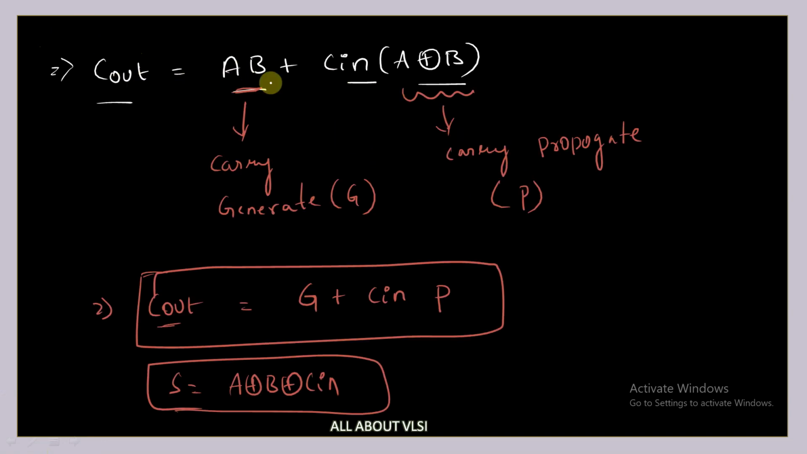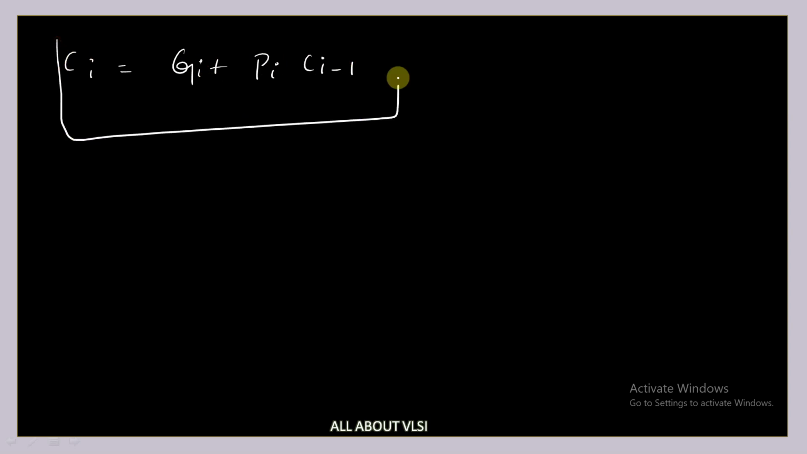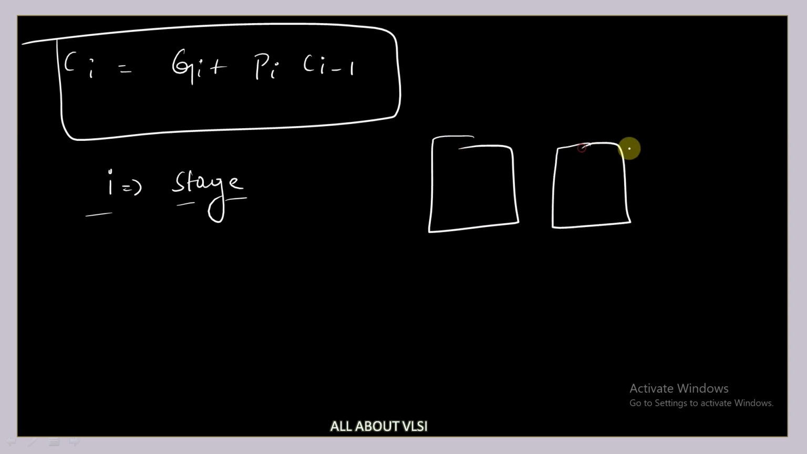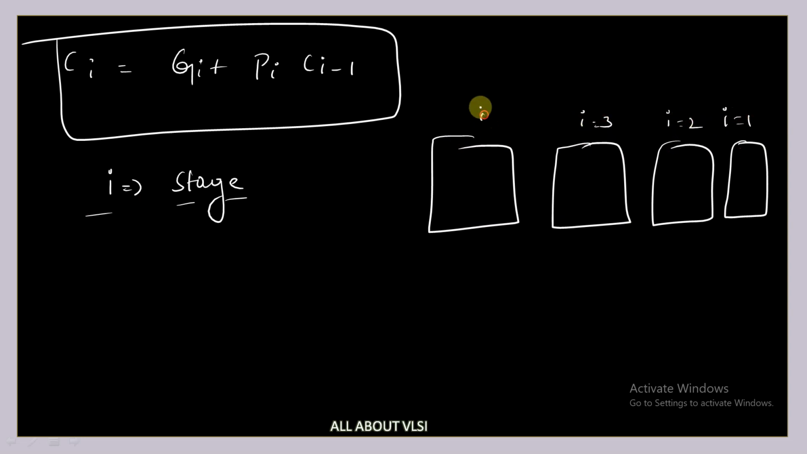So the generalized equation which I can write for this is Ci = Gi + Pi * Ci-1, where i stands for the stage, which stage you are in. For example, if we have a 4-bit ripple carry adder like this, then this is i = 1, i = 2, i = 3, i = 4.